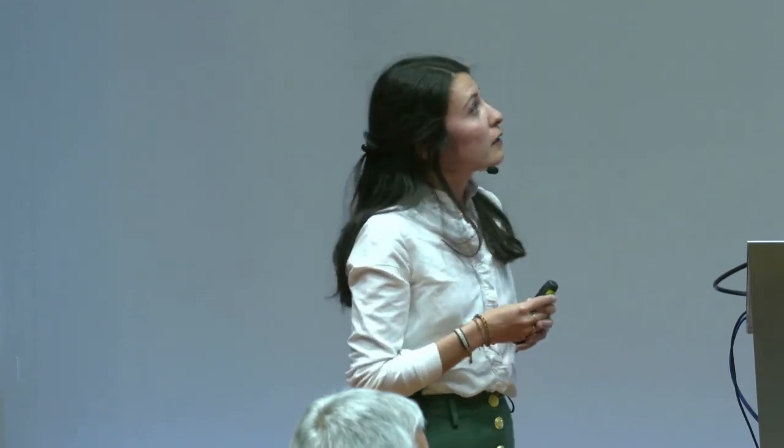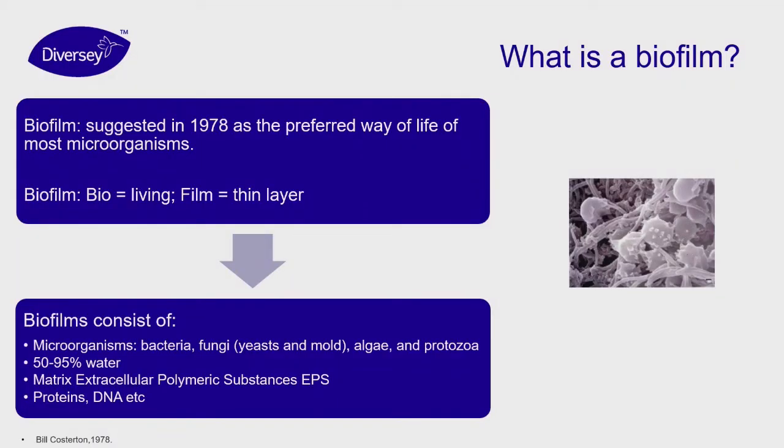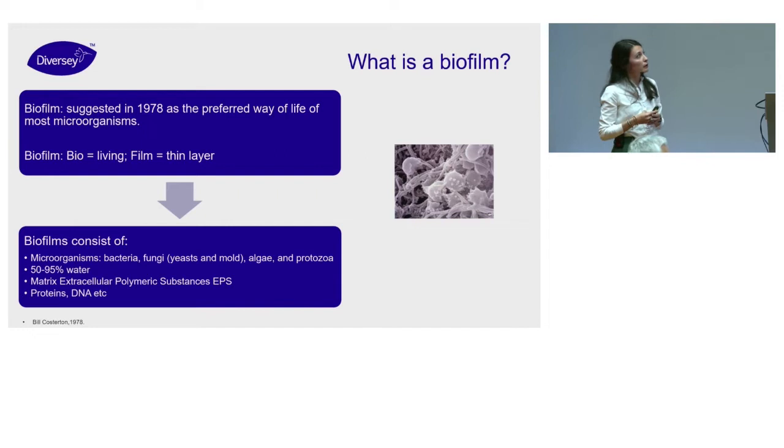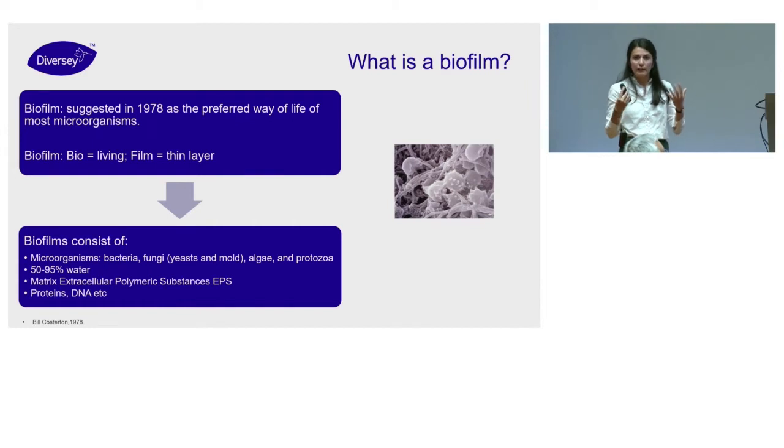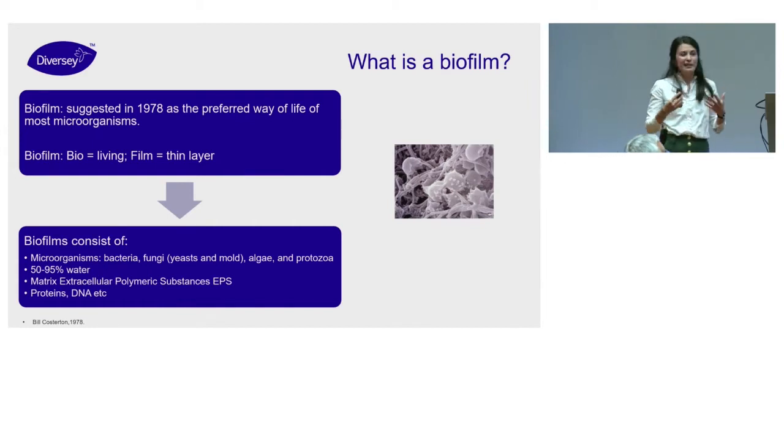And biofilm consists of microorganisms, mostly bacteria, but it can also consist of other types of microorganisms, such as fungi, yeast, and molds. An important aspect that we will talk about later in the presentation is this extracellular polymeric substance, this EPS. It's like a glue that really protects the bacteria cells within this biofilm. This EPS consists of different types of complex sugars like starch, and you also have proteins, and of course 50% to 95% of water.